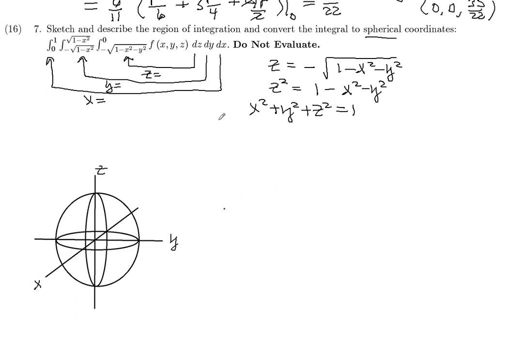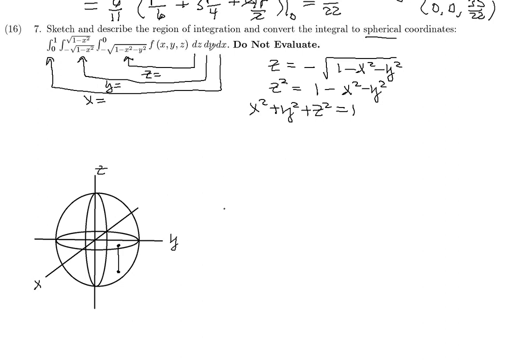And we are going from negative root 1 minus x squared minus y squared up to 0. So we're going from the bottom half of the sphere up to z equals 0, which is the xy plane. So we're integrating vertically on a segment like that, goes from the sphere up to the xy plane, like that.